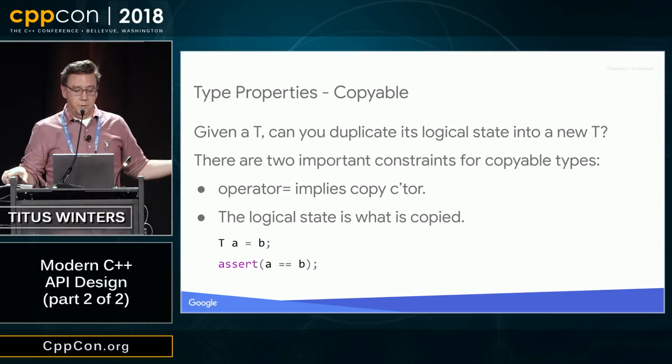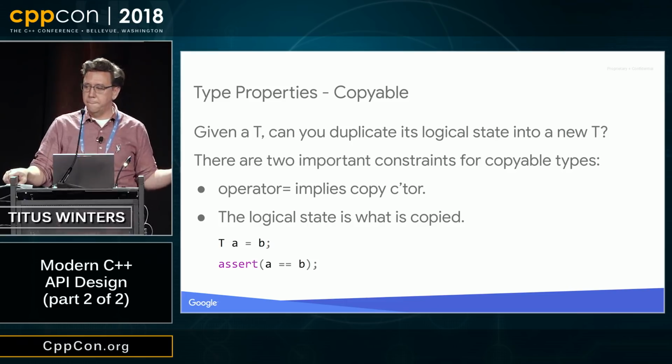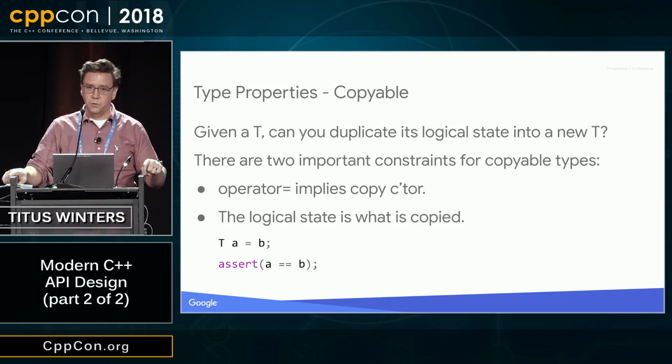There's the question of copyable. Given a T, can you duplicate its logical state into a new T? There's 2 important syntactic constraints here. If you have an operator equals, you had better have a copy constructor. And it is almost always the case that it goes the other way as well. If you have a copy constructor, you should have an operator equals. Not 100%, but like 95, 99%.